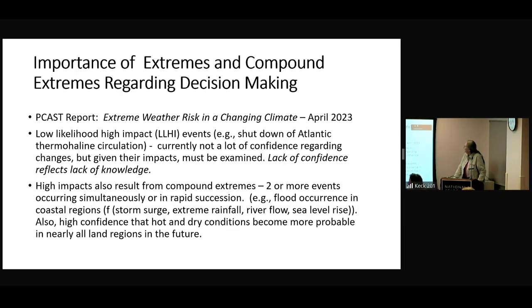Yes. Okay. Importance of extremes and compound extremes regarding decision making. So I point out, as Mary did earlier, the PCAST report about extreme weather risk in a changing climate. You should look at that report. It's really great to see this. And hopefully this will mean that more focused attention to extremes in different agencies will follow.